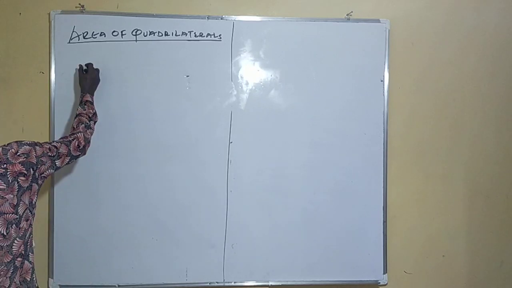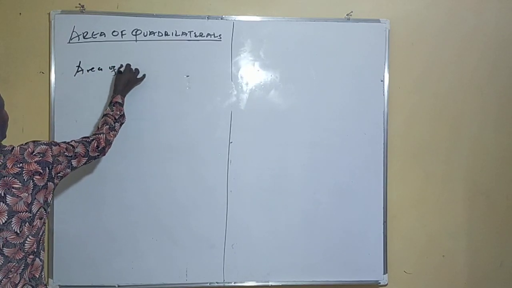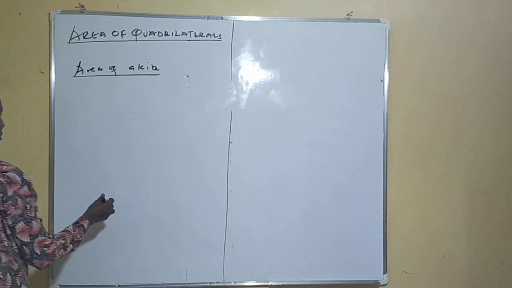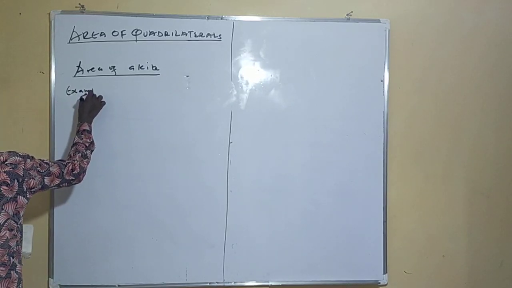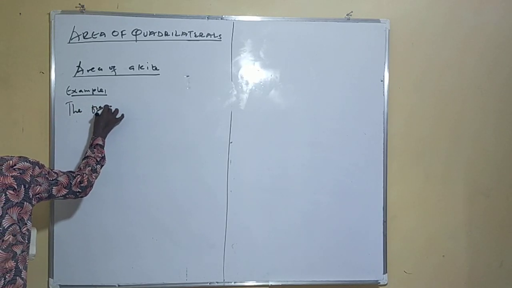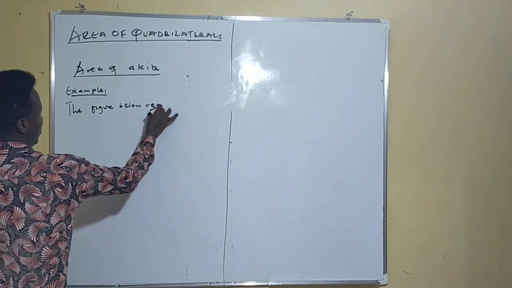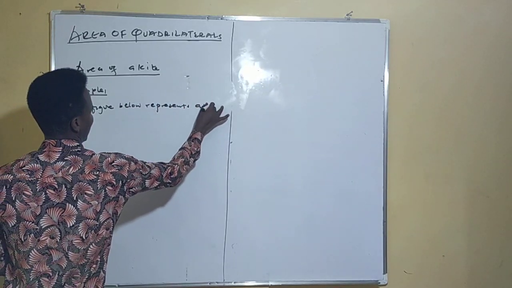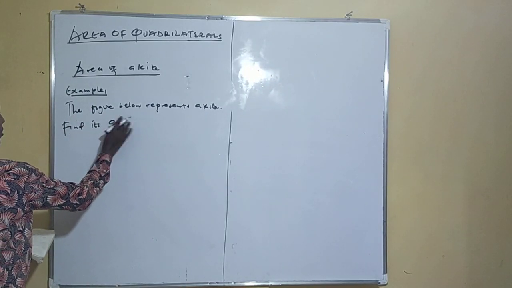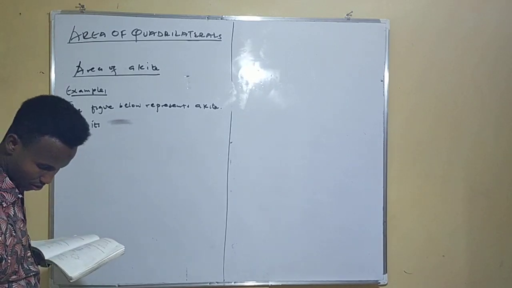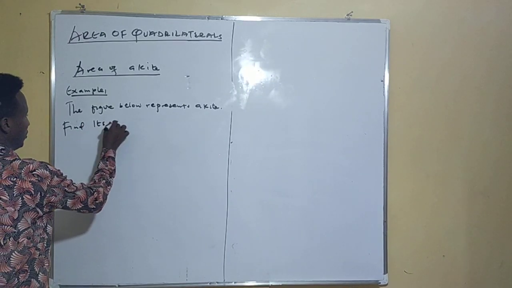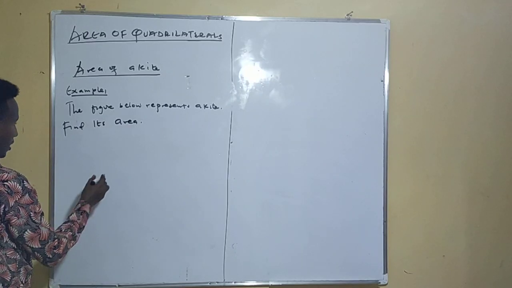So we write area of a kite. Then you're told, example 1: the figure below represents a kite. Find its area.